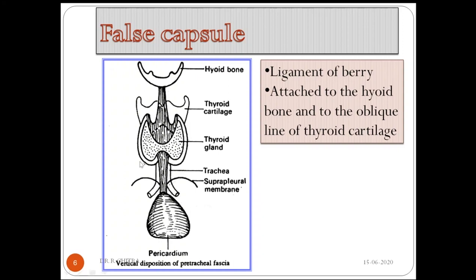So this is again the second clinically important point for the students. If you think of a swelling in the front of the neck as a thyroid gland swelling, we should confirm that the swelling moves up and down with deglutition. Then only it is a thyroid gland swelling, because this pretracheal fascia and the ligament of Berry attach the gland directly to the hyoid bone and to the oblique line of the thyroid cartilage.